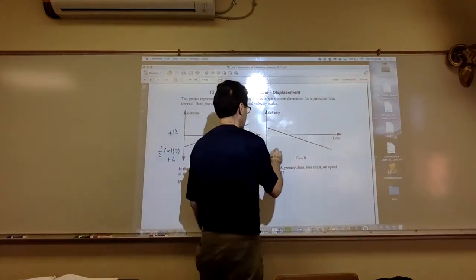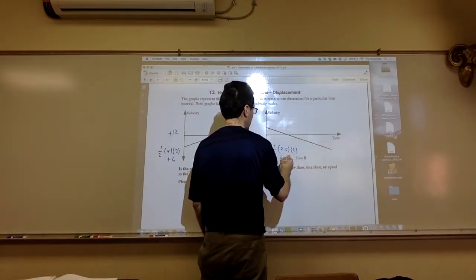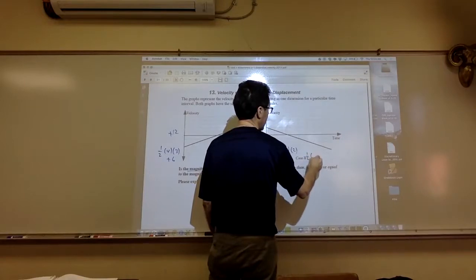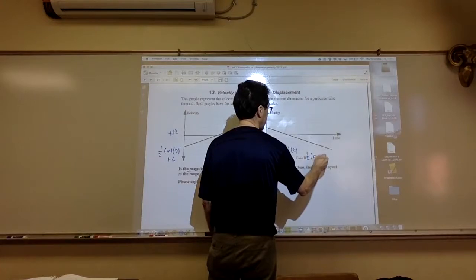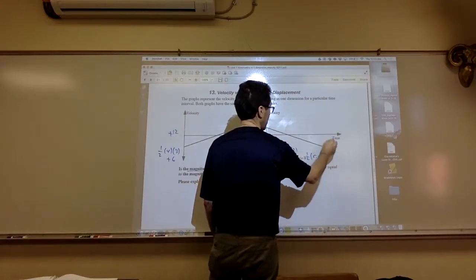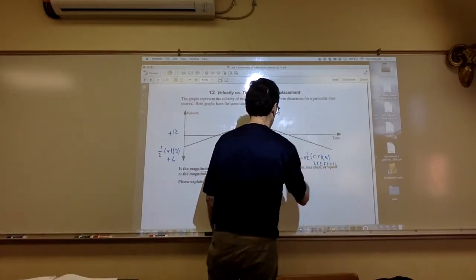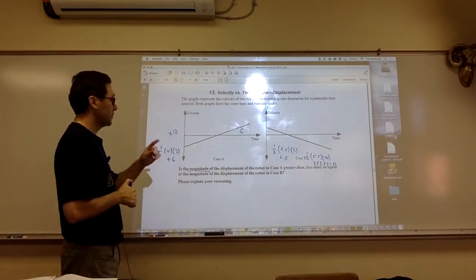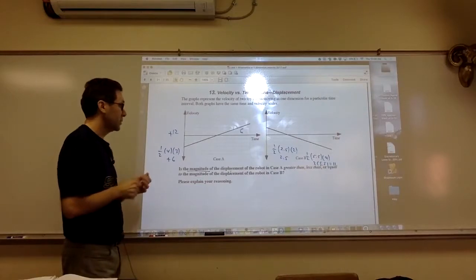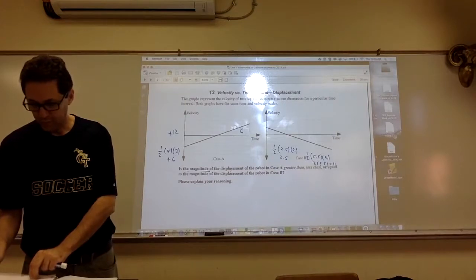This one here is going to be 1/2 times the base, which is about 2.5, times the height, which is 2. So this is 2.5. This part here is 1/2 times the base, which is 1, 2, 3, 4, 5.5, times 4, it looks like. So it's 2 times 5.5. So that's 11. So 11 and 2.5 is greater than 12. So the magnitude of displacement is greater in case B, or less in case A.